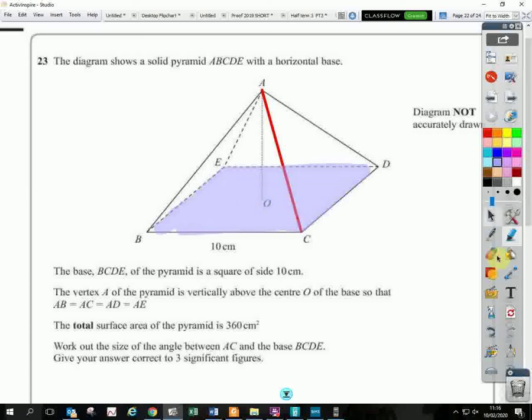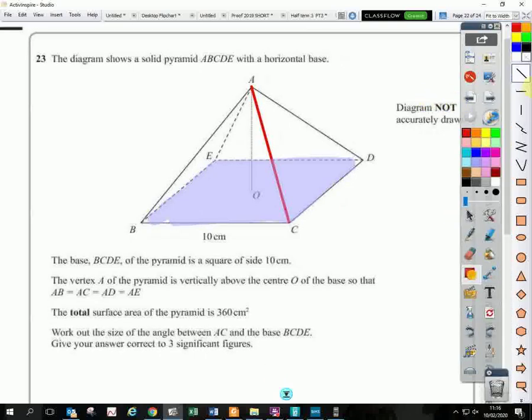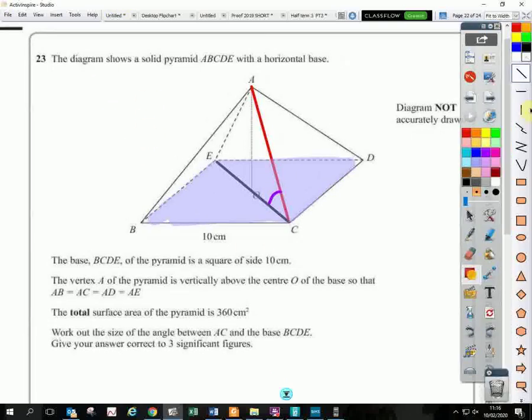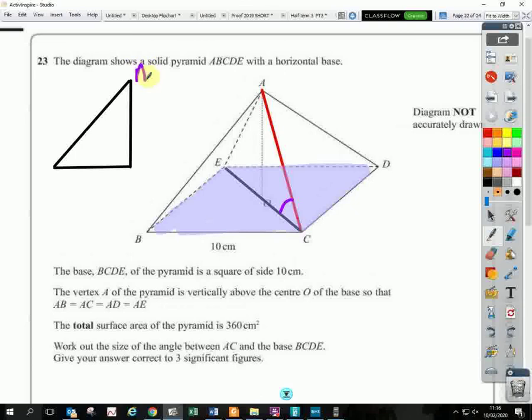Now we need another line on this diagram, because when we're working out the size of an angle between, say, AC and the base, we need to draw a line which is on the diagonal of the base. So we need to work out this angle here. So if we draw out the triangle separately, let's do that. Label it. So this is A, O, and C.